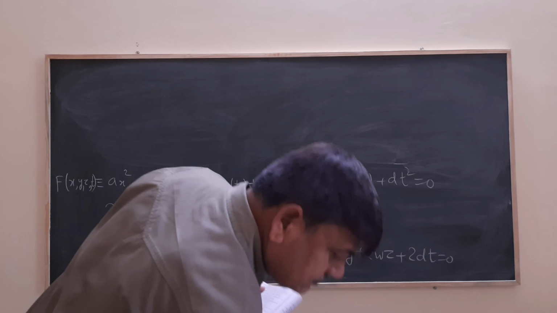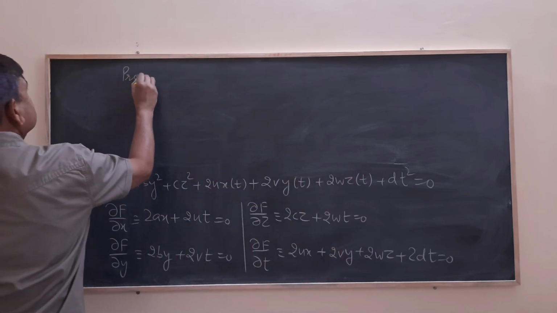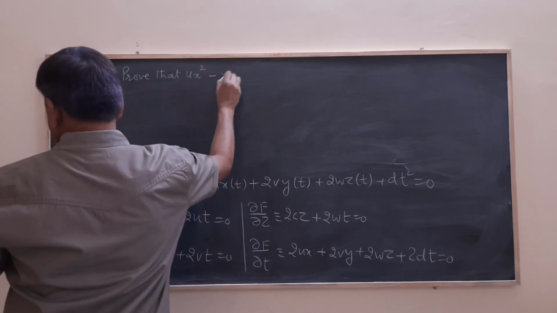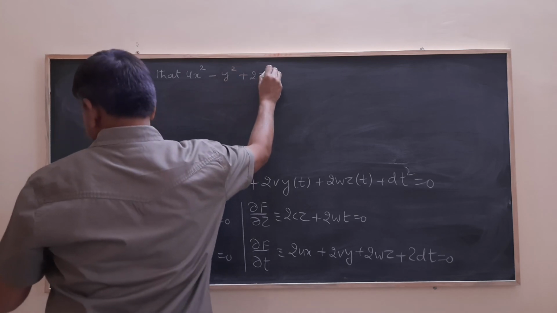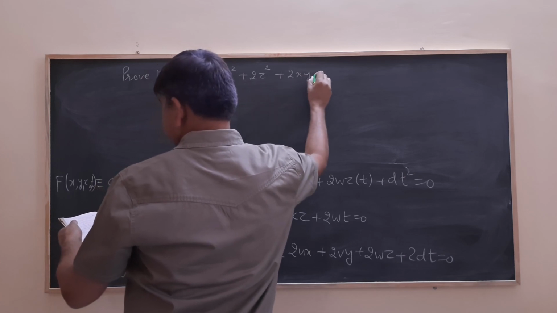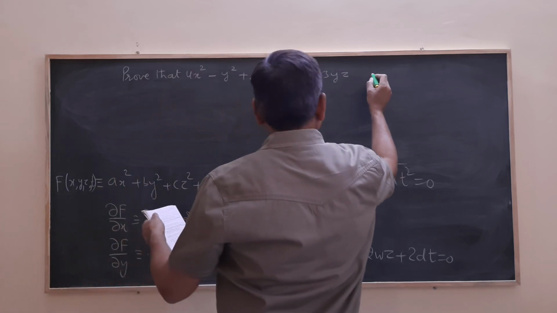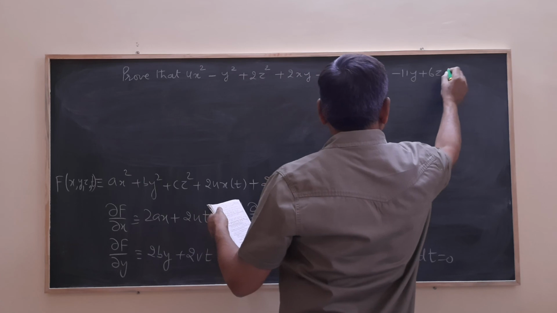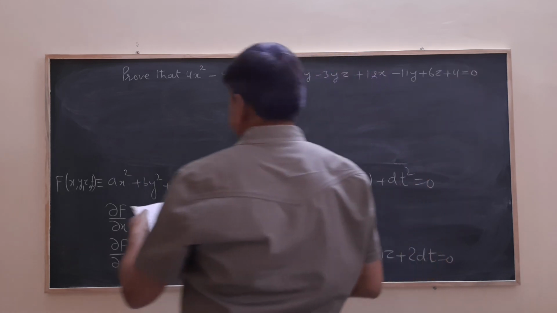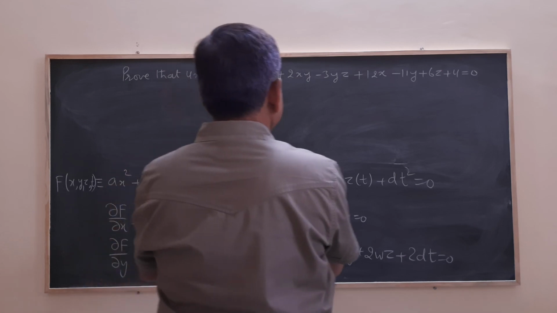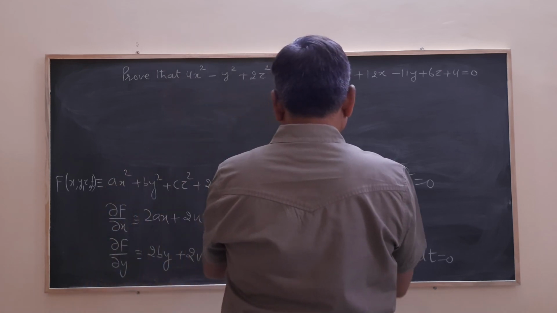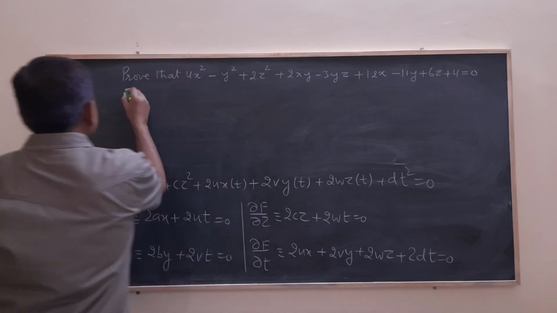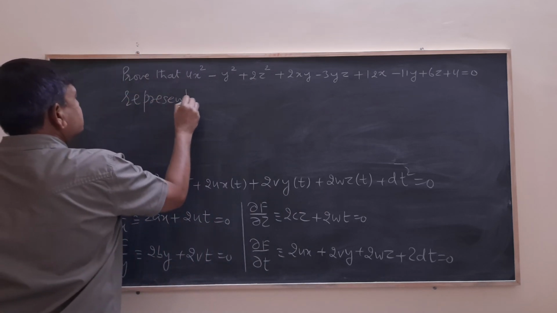Prove that 4x square minus y square plus 2z square plus 2xy minus 3yz plus 12x minus 11y plus 6z plus 4 equals to 0 represents a cone.